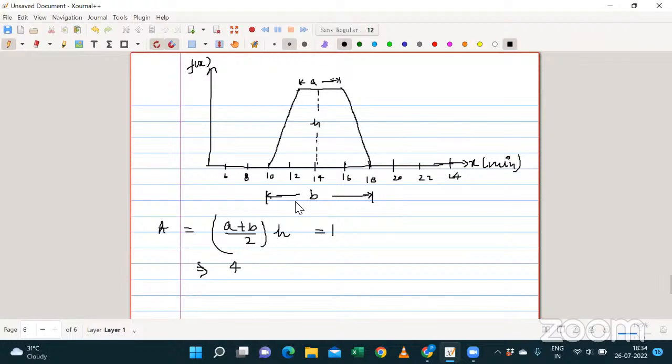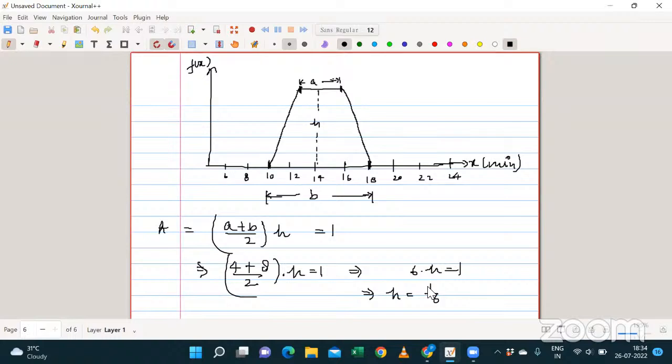So the value of A will be 4, because it is from 12 to 16, plus the value of B, which is 10 to 18, so 8. So 4 plus 8 divided by 2 into H equal to 1, that is 6 into H equal to 1. So H equals 1 by 6. Yes, sir, that is correct, sir.